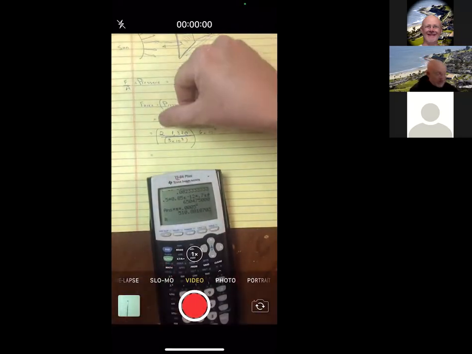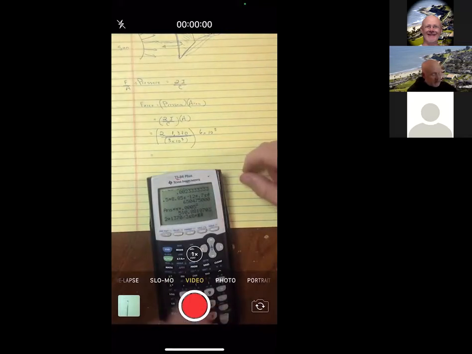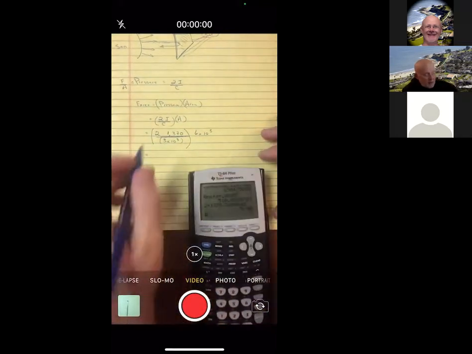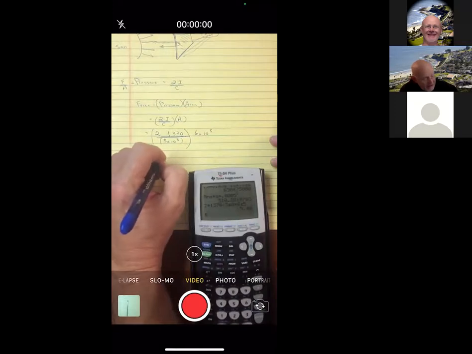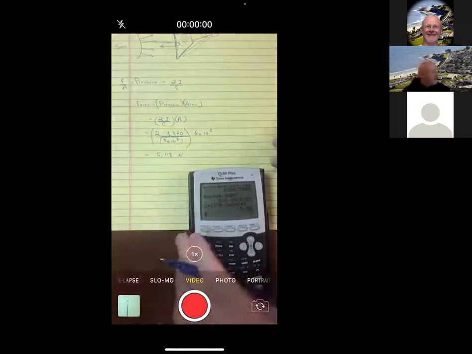Let's see how much force that is. So this would be 2 times 1,370 divided by the speed of light, then multiplied by 6 times 10 to the 5. And we're looking at a force of a simple 5.5 newtons.